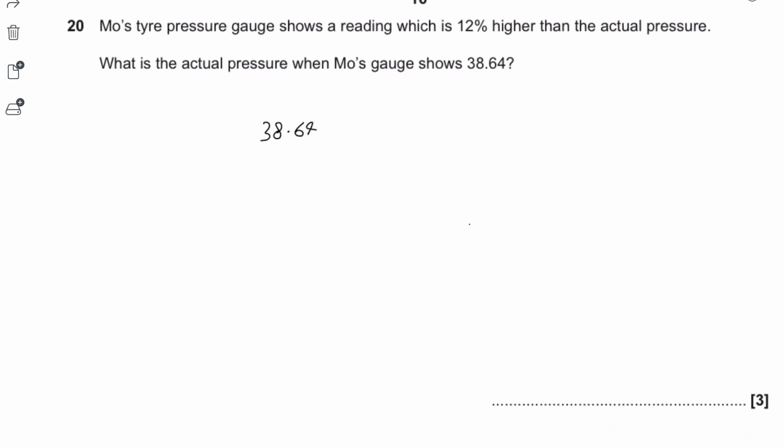Mo's tire shows a reading which is 12% higher than the actual pressure. What is the actual pressure? So Mo's would show 38.64. That's 12% higher, so that would be 112%. So 38.64 divided by 1.12 is your answer. That would be 34.5.